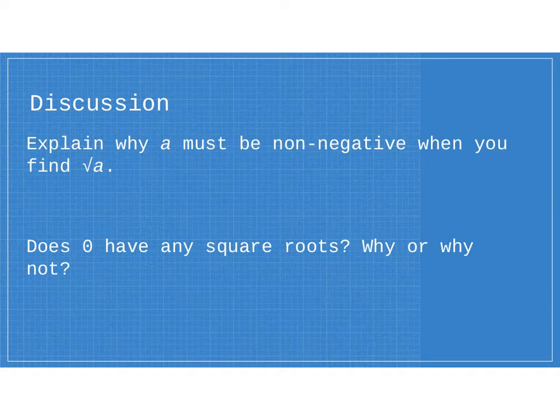Okay, quick little discussion. So what I want you to do is write down your ideas. Explain why a must be non-negative when you find the square root of a. And the second one is, does 0 have any square roots? Why or why not? Okay, so answer those questions, and we'll discuss those when we come back into class.